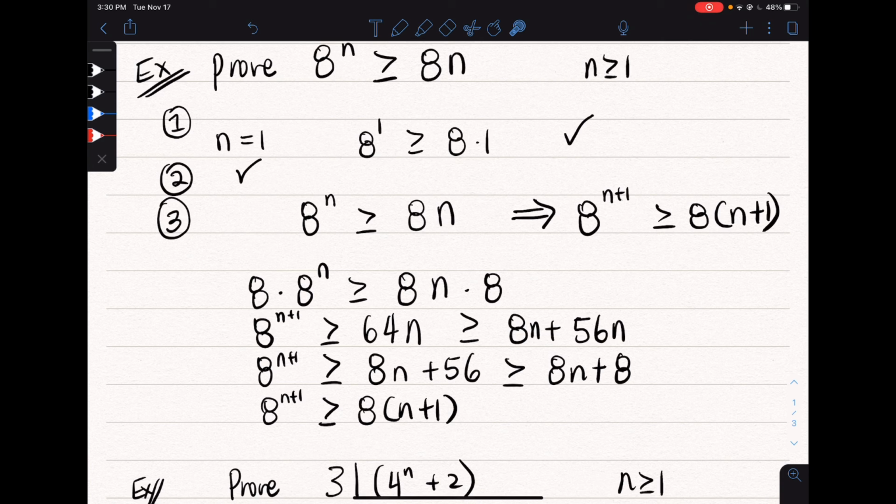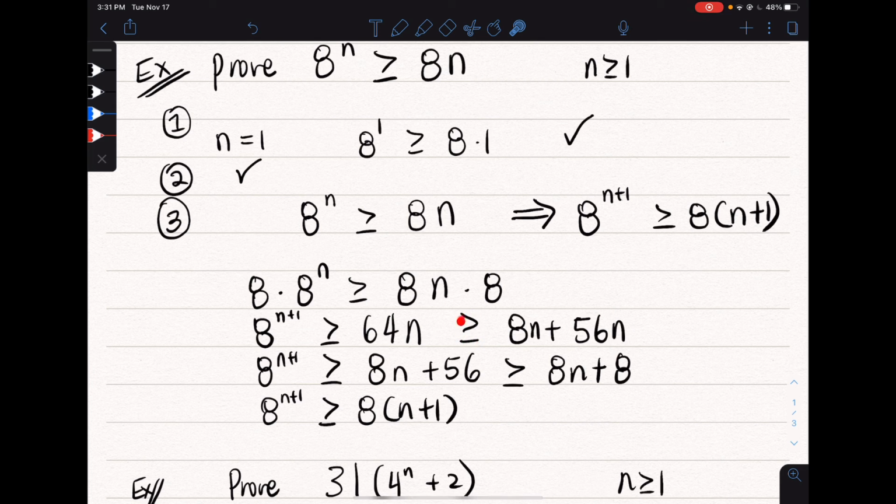What we should do first is actually multiply both sides by 8, so that we can get the left-hand side to look like what we want it to, 8 to the power of n plus 1. And then we're going to just manipulate the right-hand side until we get what we want. So 8 times 8 is 64, and 8 to the power of n plus 1 is greater than or equal to 64n. Great! We can also split this 64 up into 2 terms, 8 to the n plus 56 to the n. This is all true.